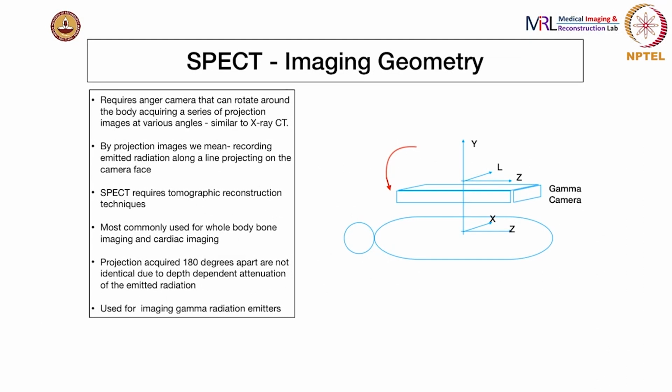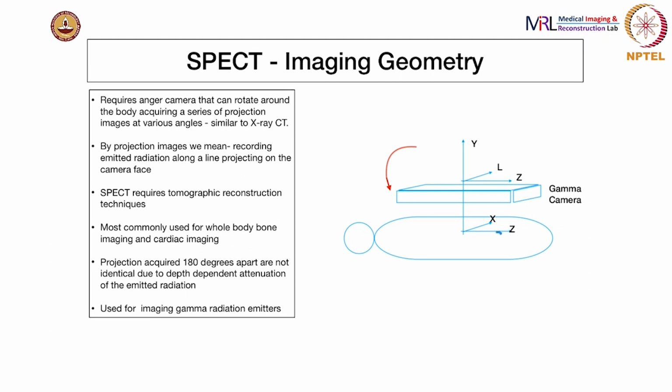Once again, we'll see the SPECT imaging geometry here. This requires an angle camera that can rotate. Here it's illustrated, the angle camera being rotated around the body, acquiring a series of projections. This is a typical camera. It's in 2D, like a flat panel. It's a big crystal with a bunch of photodiodes behind the crystal. So you will rotate it.